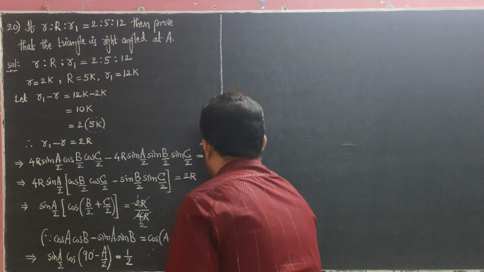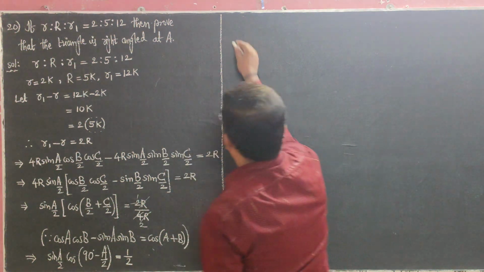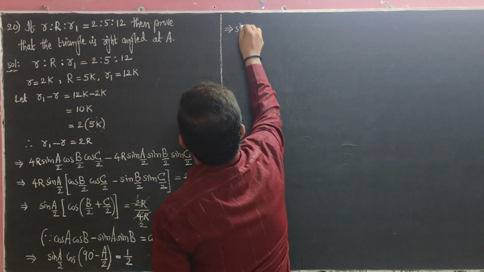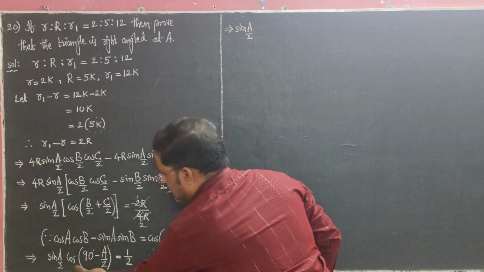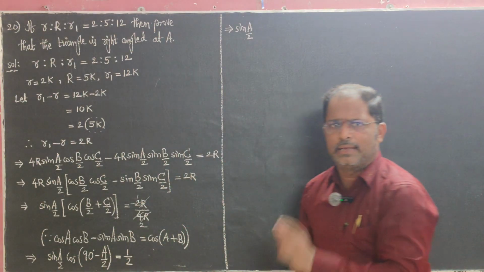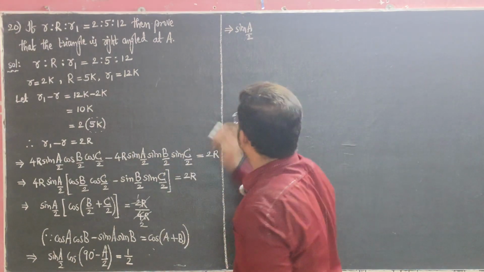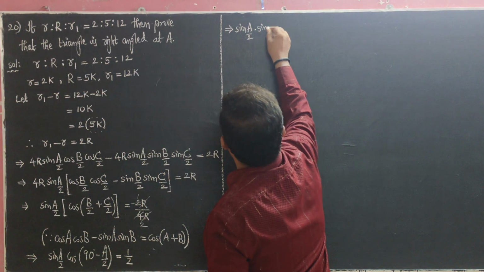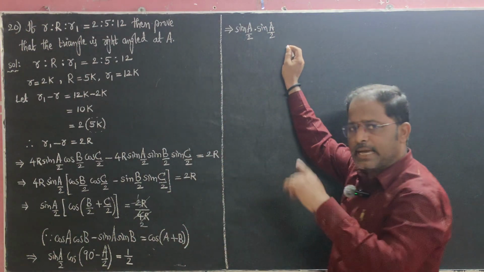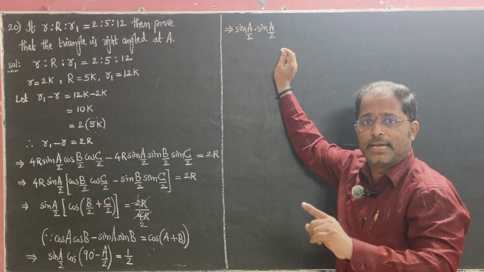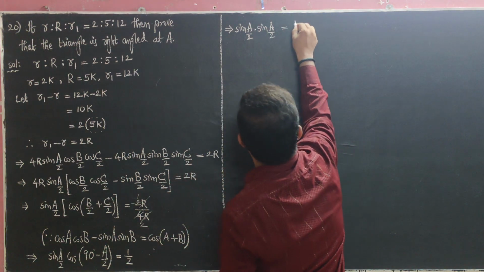Okay, means the answer of sin a by 2 into cos of 90 minus a by 2 is 1 by 2. See, sin a by 2 as it is. Clear? Cos of 90 minus theta: take a by 2 as theta. Cos of 90 minus theta can be written as sin theta. Cos of 90 minus theta is sin theta, sin of 90 minus theta is cos theta. Okay, right? Equals 1 by 2 as it is.